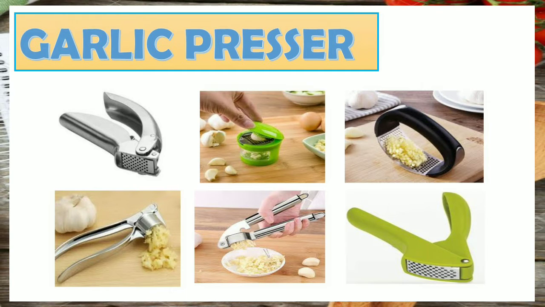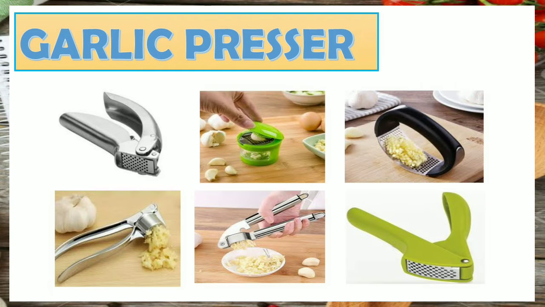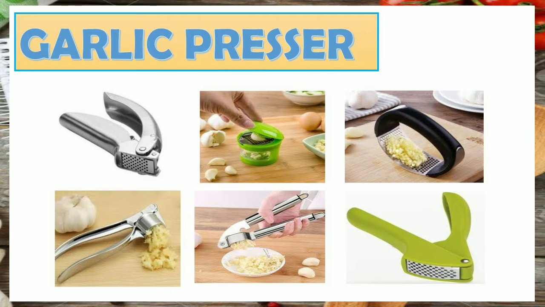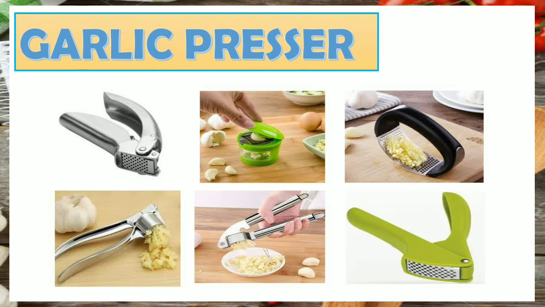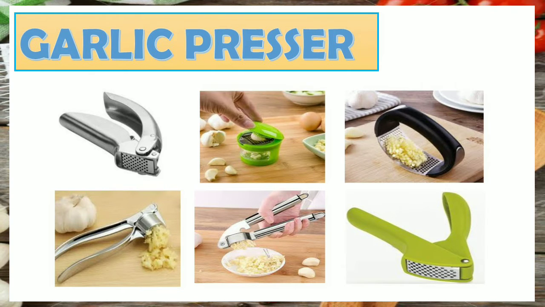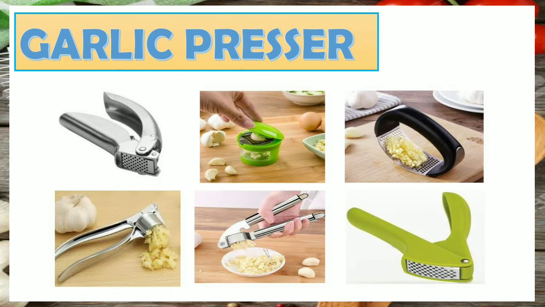What is this? This is a garlic presser. This is especially designed to pulp garlic. You will just put the garlic in and then it will be minced or chopped, to make it easier for us to slice or to crush our garlic. Next.